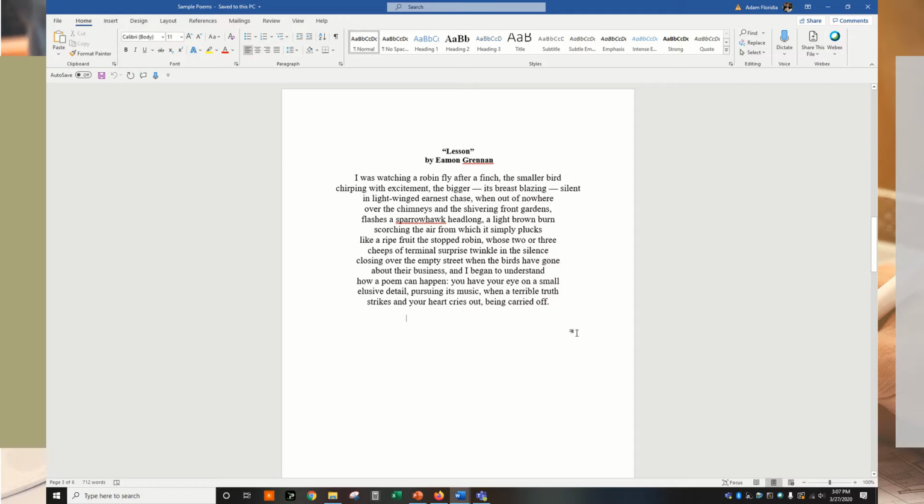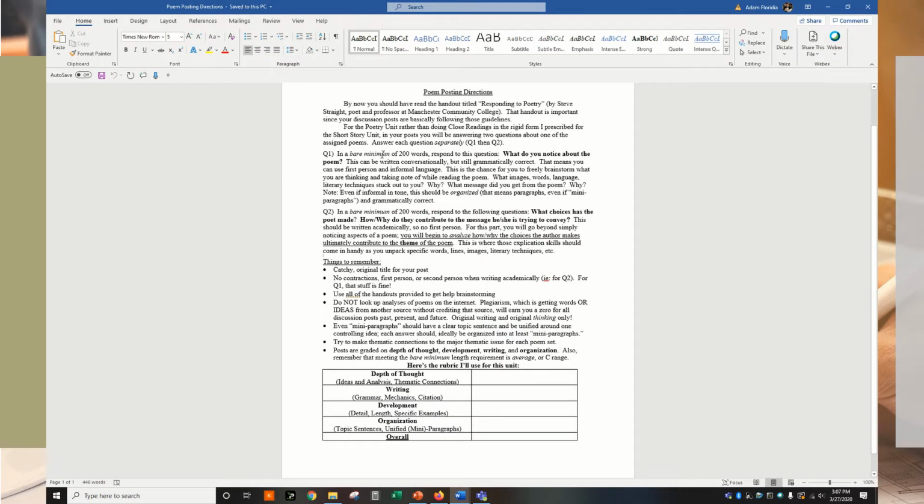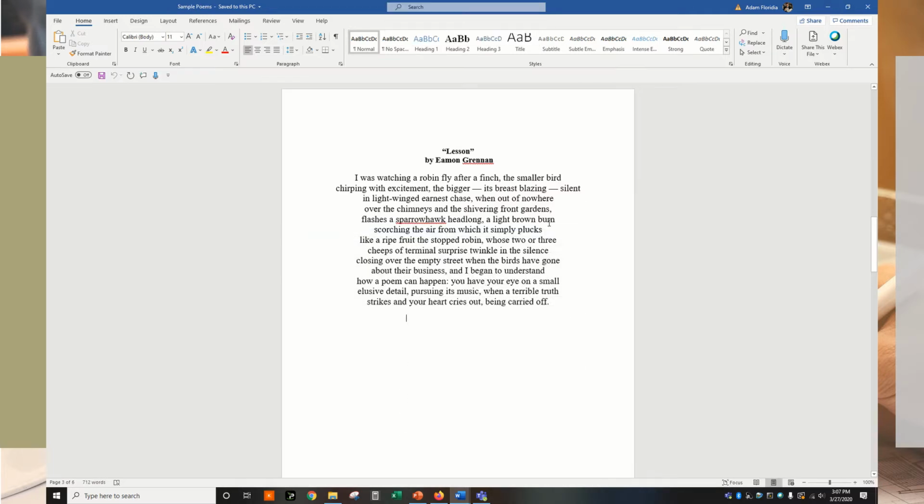Now to answer question one of the poem posting directions, bare minimum of 200 words. What did you notice about the poem? Images, words, language, literary techniques stuck out to you. Why? This is exactly what it says. It can be casual. It should still be organized. I'm going to keep emphasizing that because a lot of times people lose points because they just write one big, massive, we'll call it a paragraph, but it's not really a paragraph if it's not unified around one idea.